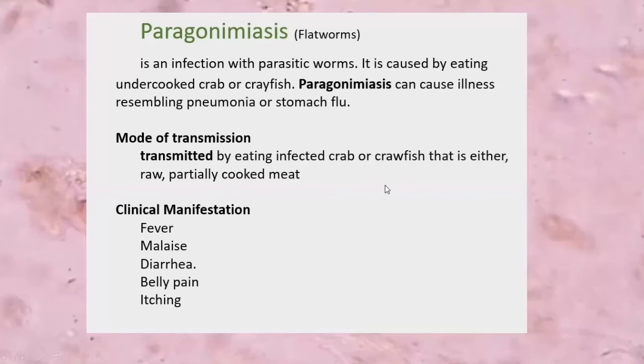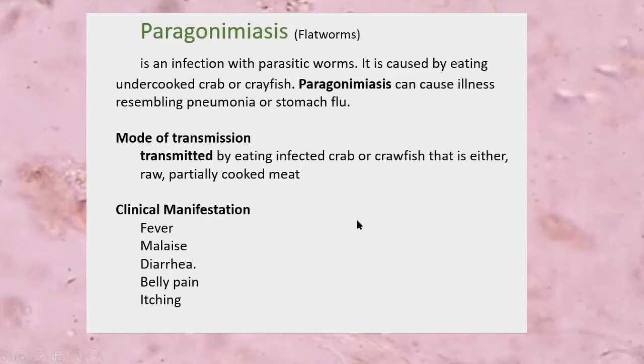Then the next type is Paragonimiasis. It is an infection with parasitic worms, also known as flatworms. It is caused by eating undercooked crab or crayfish. Paragonimiasis can cause illness resembling pneumonia or stomach flu. This infection can last for years. The mode of transmission is by eating infected crab or crayfish that is either raw or partially cooked.